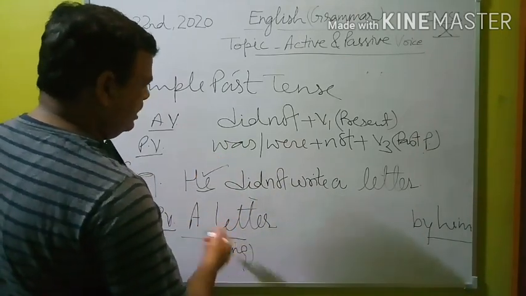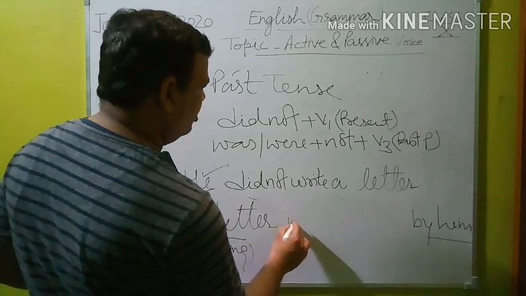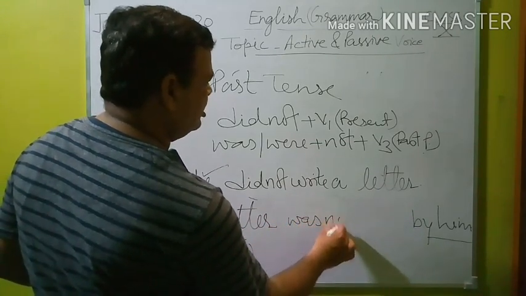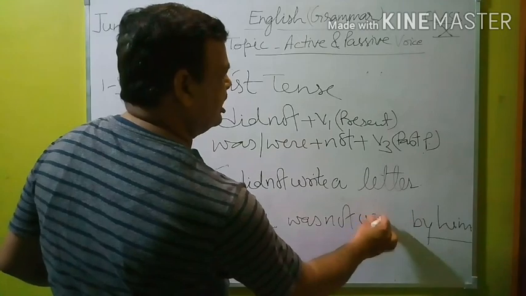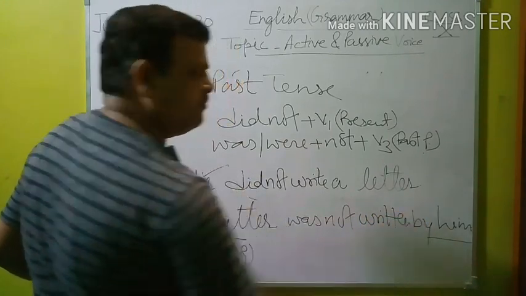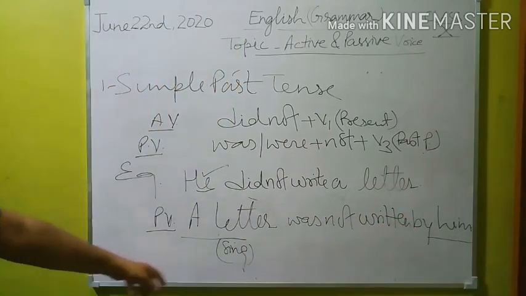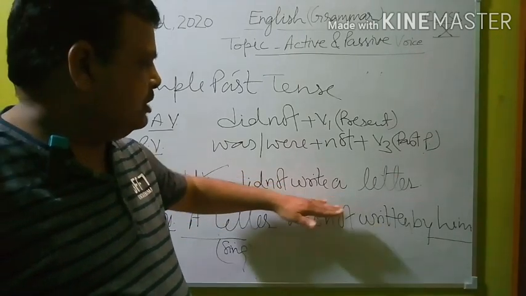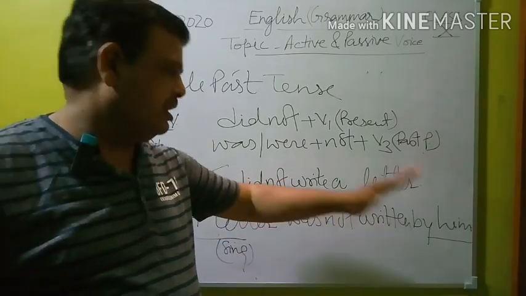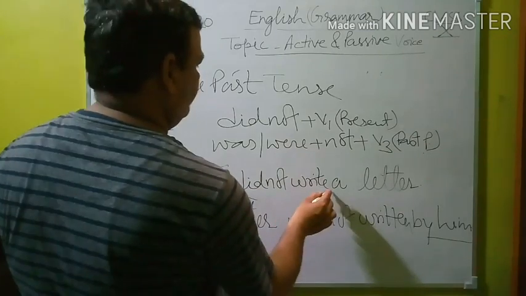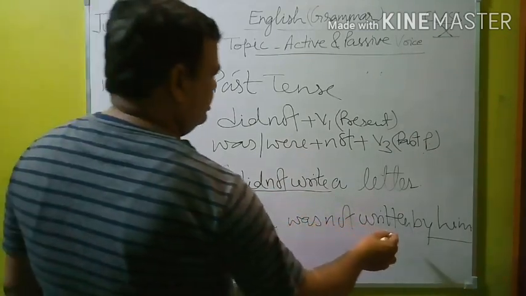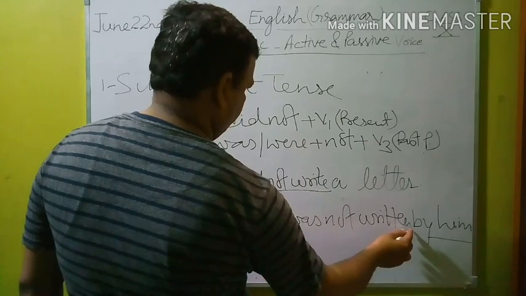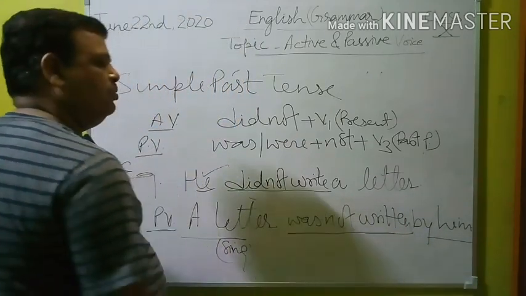In the passive voice, let us see. A letter was not written. You can find that in the passive voice, did not write is changed into was not written. So this is the requirement of simple past tense in negative sentence. In this way you can change it.